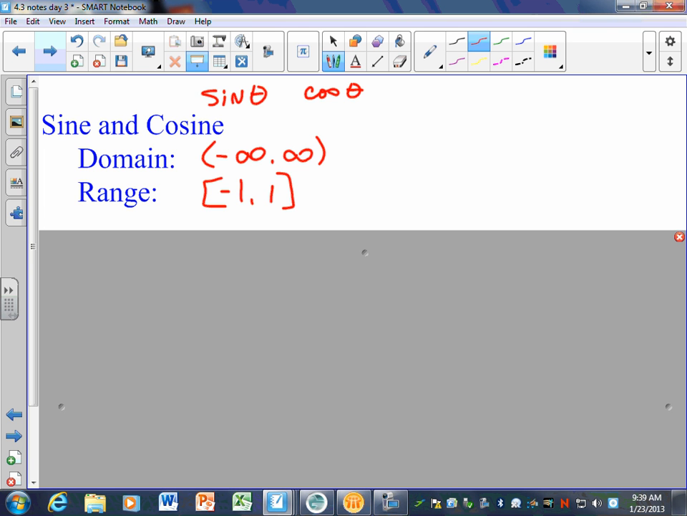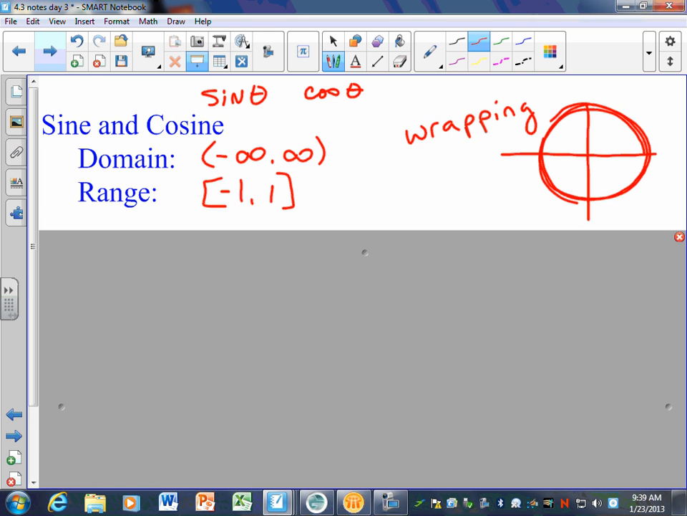We call this a wrapping function, not like wrap, but wrapping function in that it just goes around on itself. If you think about the unit circle, it's just going to keep going around and around and around. No matter what angle you think of, it's going to end up somewhere on that unit circle. And so that's why it just repeats itself over and over again.